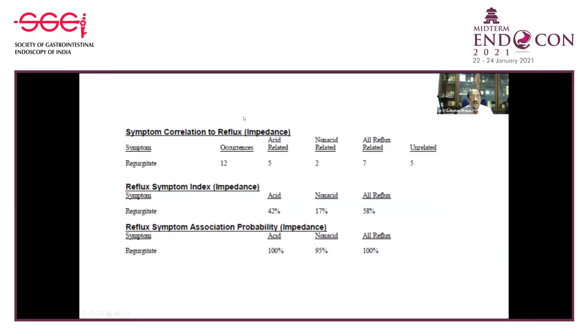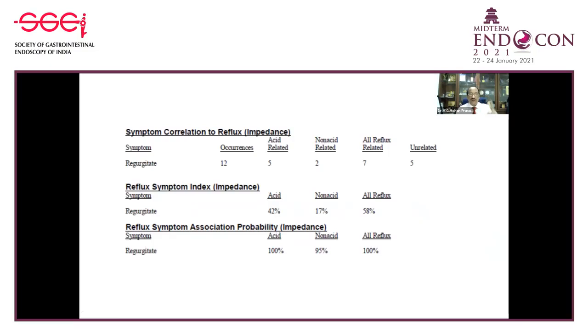This is again the reflux symptom index, called SI, with 58% correlation with all reflux, and this is the SAP, the symptom association probability index, which is 100% correlative of all reflux episodes, which is very important in impedance.